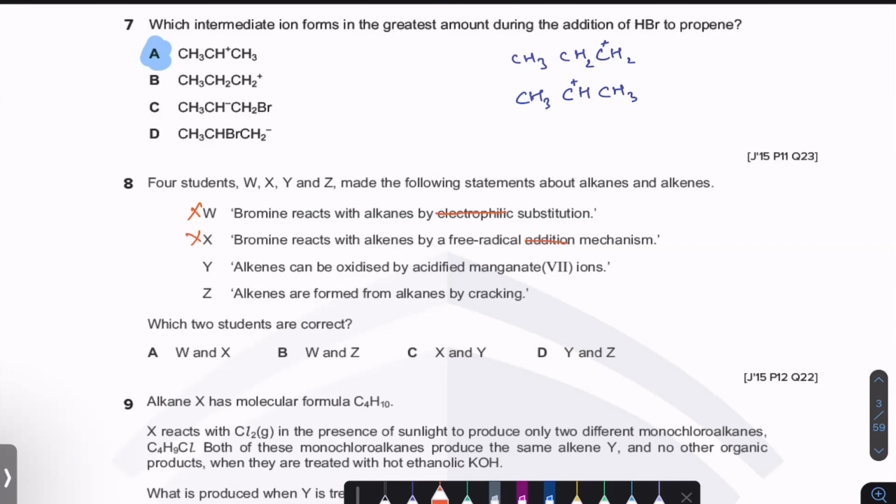Alkenes can be oxidized by acidified manganate ions. Of course, we saw it. If it is cold, it makes a diol. If it is hot, it breaks the bond. Alkenes are formed from alkanes by cracking. That is also correct. So clearly, this one is right.